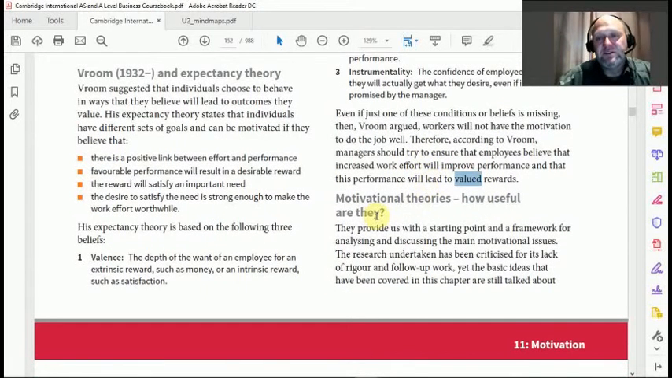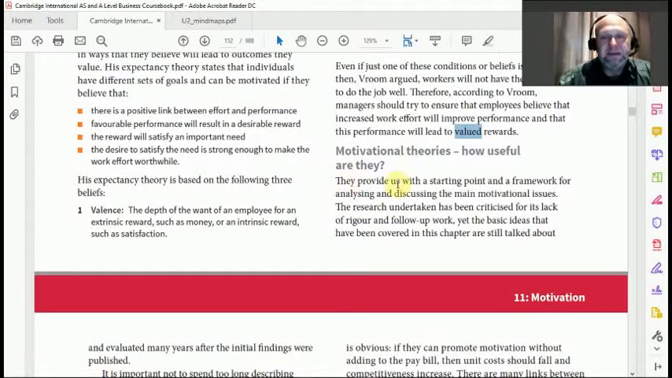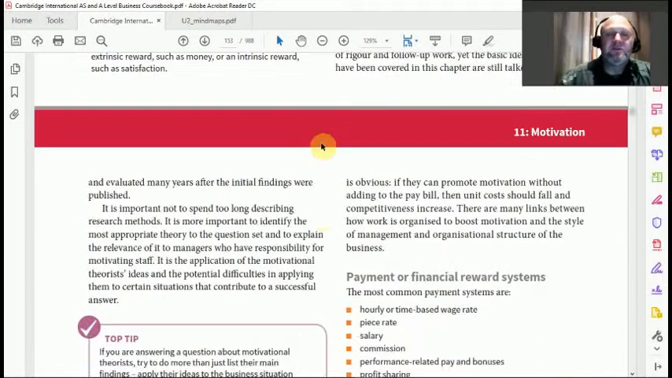Motivational theories, how useful are they? Basically, they provide us a starting point and a framework for analyzing and discussing main motivational issues. The research undertaken has been criticized for the lack of rigor and follow-up work. Yet the basic ideas that have been covered in this chapter we've talked about and evaluated.